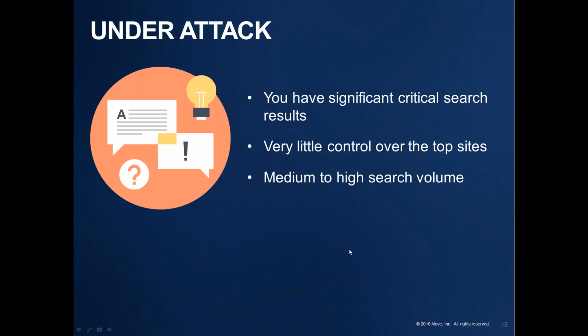And then the last one is under attack. This is where, when you Google yourself, you have a lot of critical search results. You've got a lot of negative sounding stuff out there. Usually this happens if some sort of bad press or controversy gets loose. It can be triggered by a media storm. And so here you have very little control over the top sites, and people are searching you like crazy, medium to high, higher than any of the others.